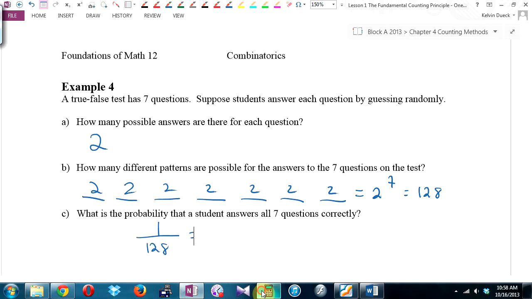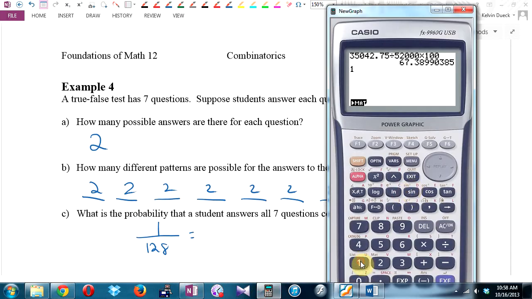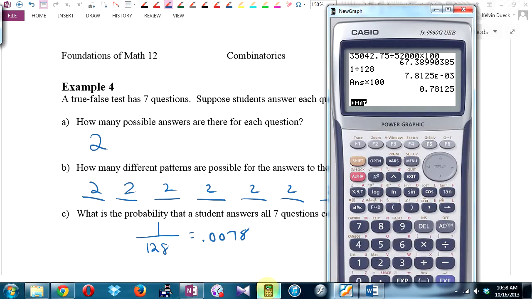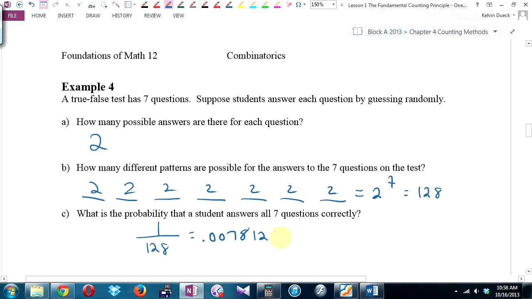Kind of curious. Times 100% to make it a percentage. You don't even have a 1% chance of guessing right. You've got a 0.8% chance of getting perfect. By the way, mine gave me my answer in scientific notation. This is 0.0078125.